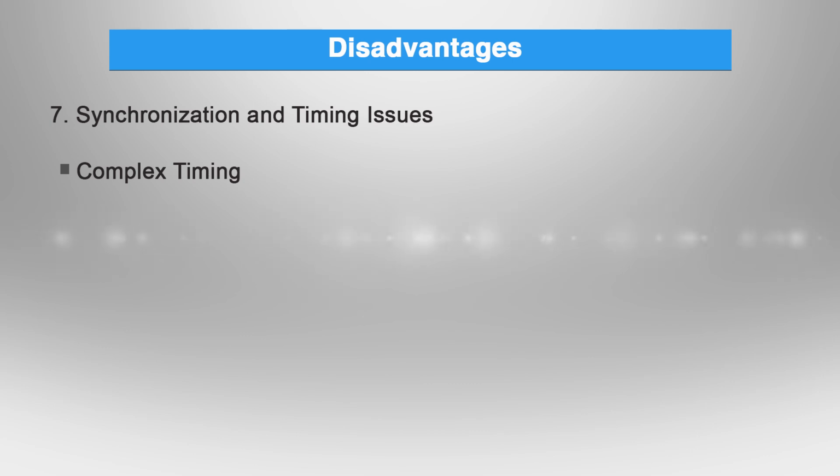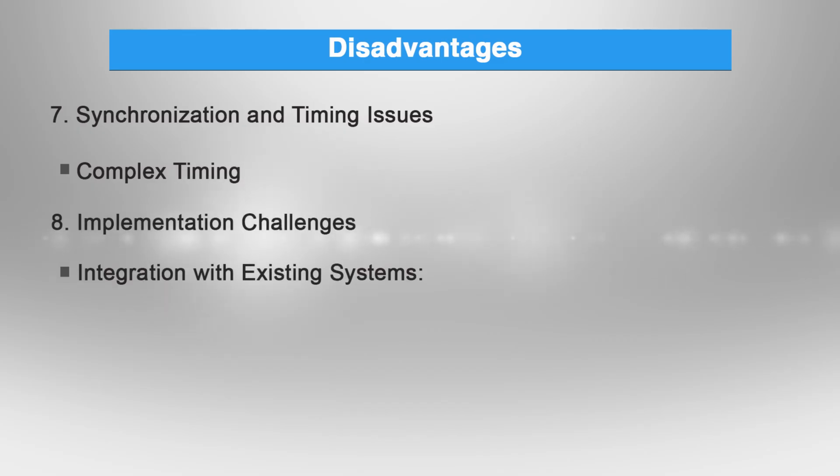Next is synchronization and timing issues, which means complex timing requirements. Techniques like coherent detection require precise synchronization between the transmitter and receiver, which can be challenging to maintain, especially in high-speed systems. Next is implementation challenges, which means integration with existing systems. Adopting new modulation formats may require changes in existing infrastructure, leading to compatibility issues and increased deployment cost.